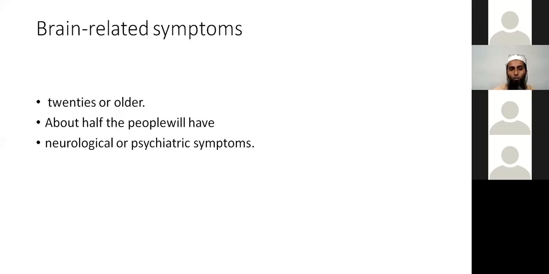Now let's talk about the brain. As we talked about, the brain-related symptoms come at a bit older age, in the 20s or older. So somebody may come in their 40s, in their 30s, or in their early 20s, 21, 22, and there you think about the possibility of Wilson's disease. And when we talk about the brain, there are two types of manifestations: neurological and psychiatric. So 50% will have psychiatric presentation and 50% will have neurological symptoms.